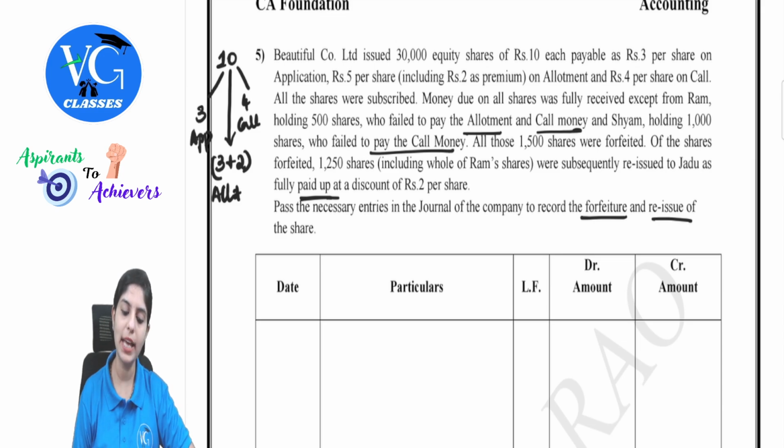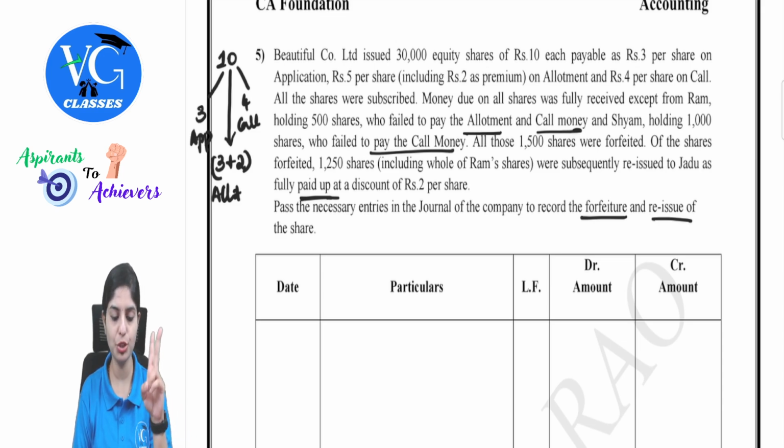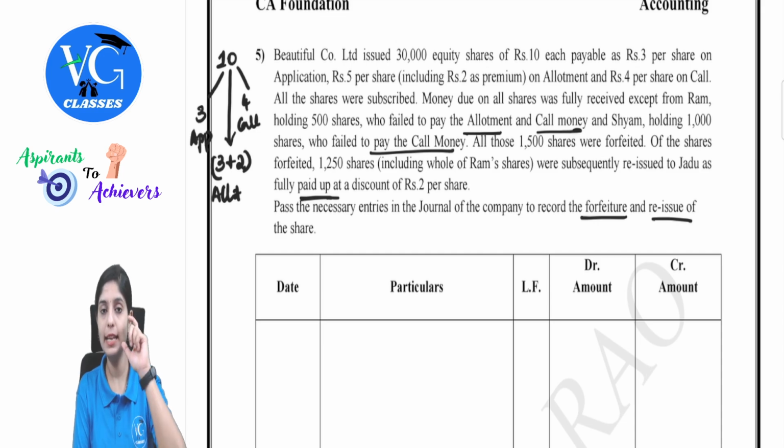First of all, why is the forfeiture happening? Because of two shareholders. One is Ram, who failed to pay allotment and call, and one more is Sham, who failed to pay call. Let's recall whatever we discussed with respect to forfeiture. Imagine there were two situations: security premium amount received, security premium not received.